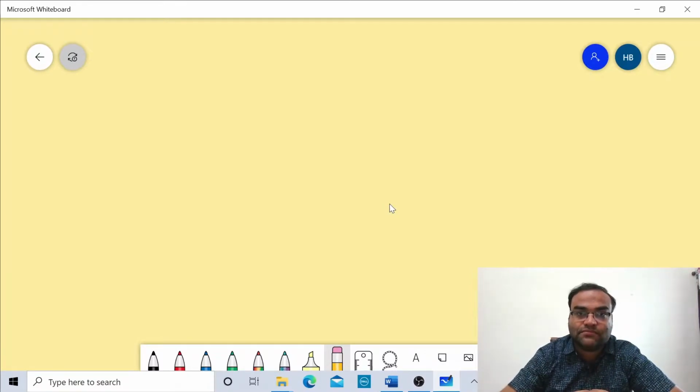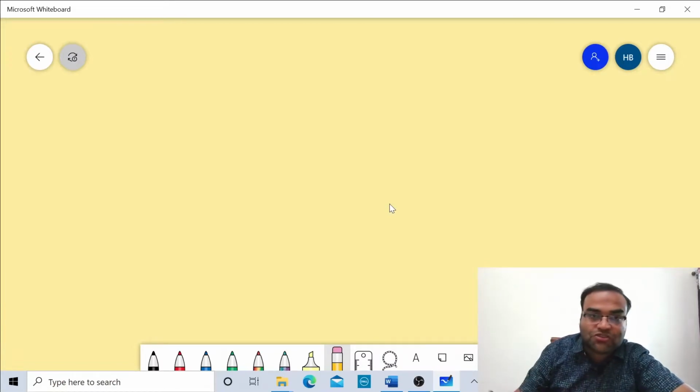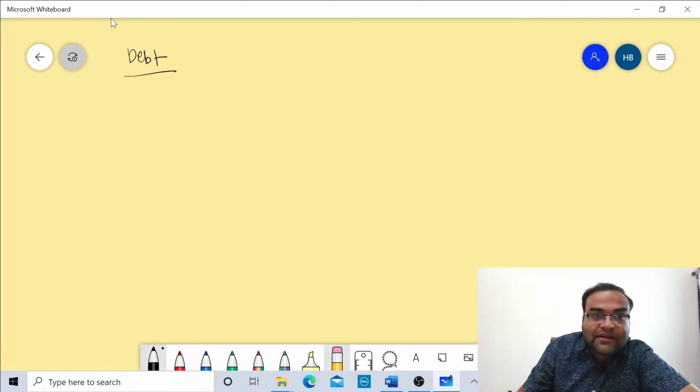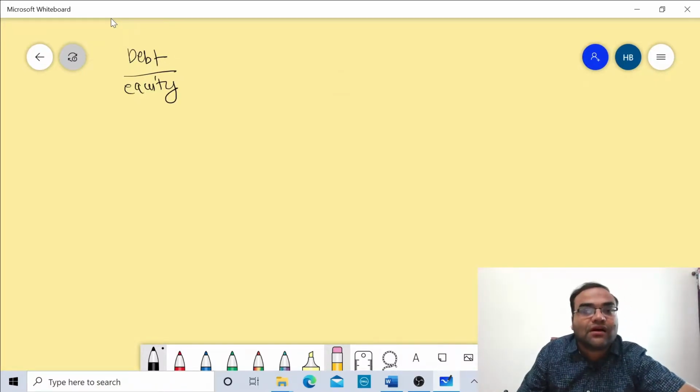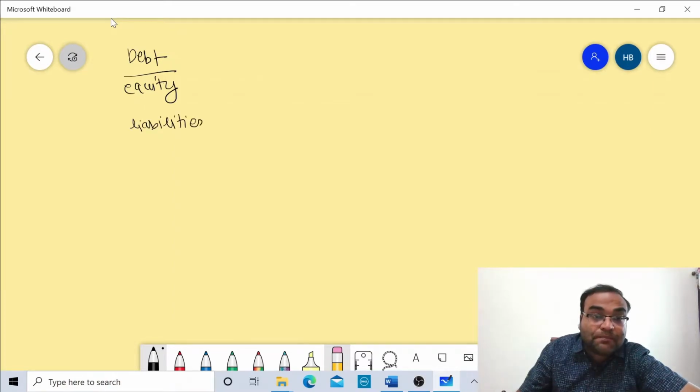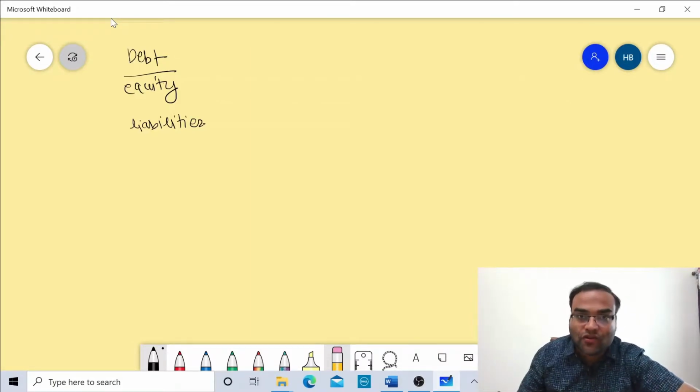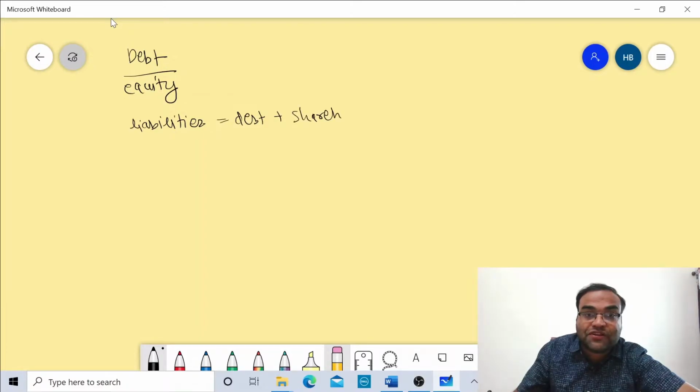So let us start. When we talk of D by E ratio or debt to equity ratio, there are two terms, one is debt and another is equity. Debt and equity both are types of liabilities. So what do we mean by liabilities? Liabilities is the money which company has to pay. If the company has taken a loan, it is a kind of liability. So liabilities is equal to debt plus shareholders equity.